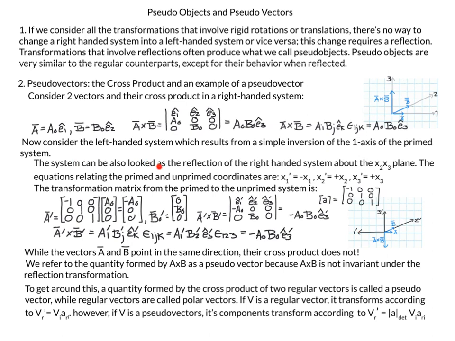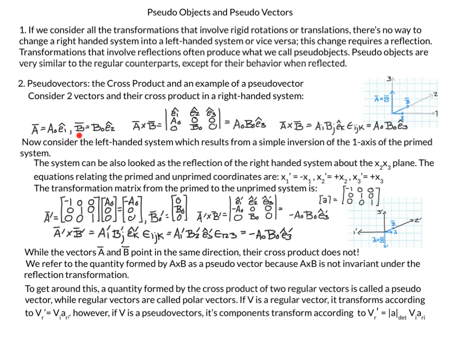Again, the system can be looked at as a reflection of the right-handed system across the x2, x3 plane. And the equations relating the primed to the unprimed system: since x1 is going in the opposite direction, you're going to have to say that x1 prime will be negative x1. And since the x2 and x3 bases are not changed, they remain the same. So you get this transformation matrix A here, which essentially just takes x1 and makes it negative. And then we calculated A prime.